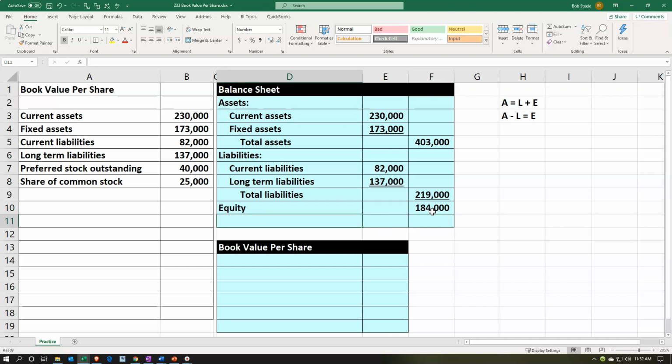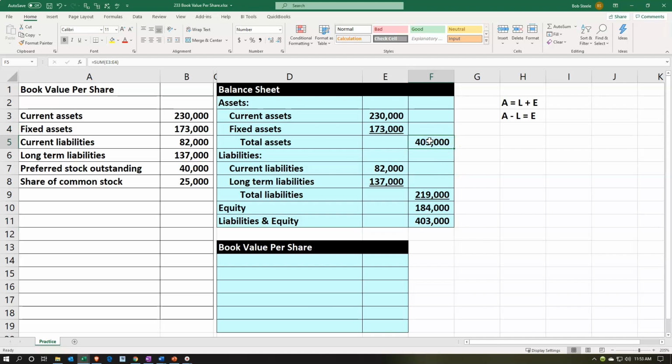So then, if we think about the bottom line, we'd have liabilities and equity, which of course would be equal to this plus this, which is also going to equal the total assets.